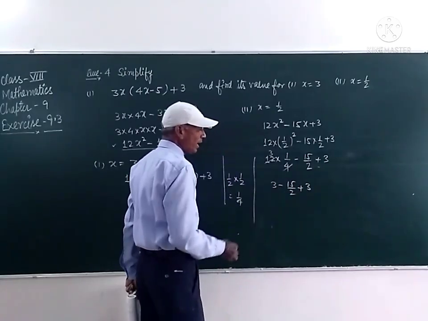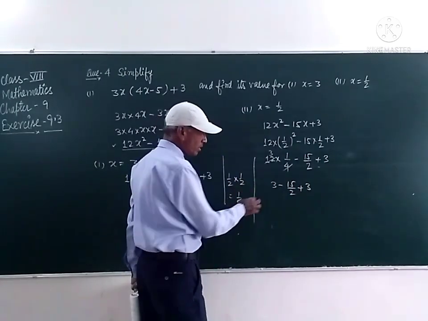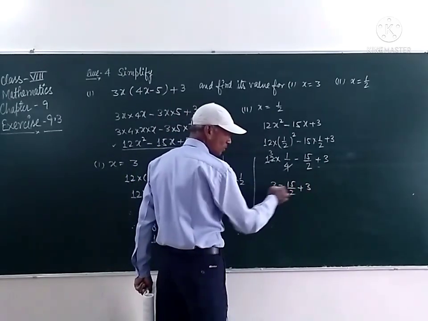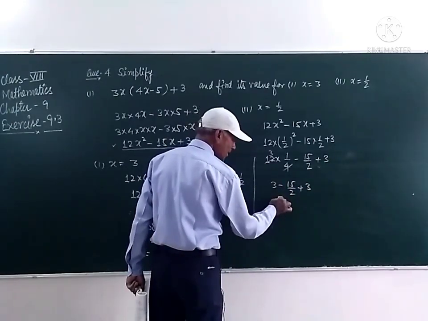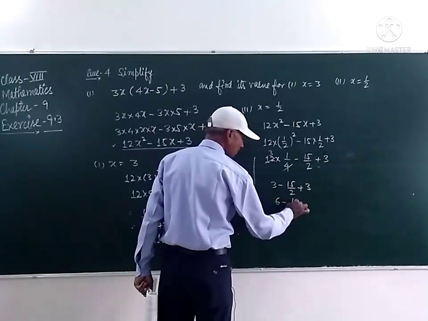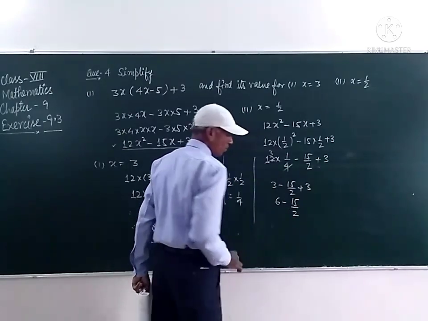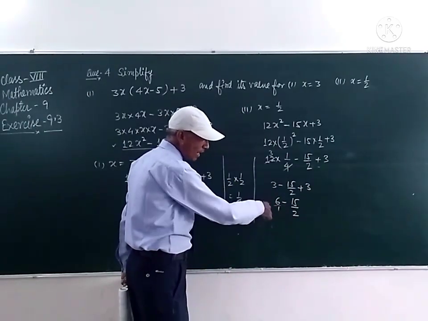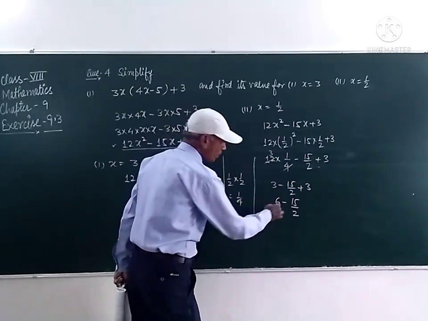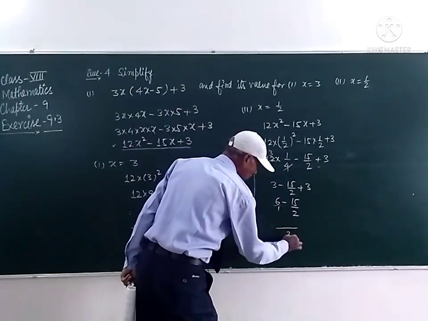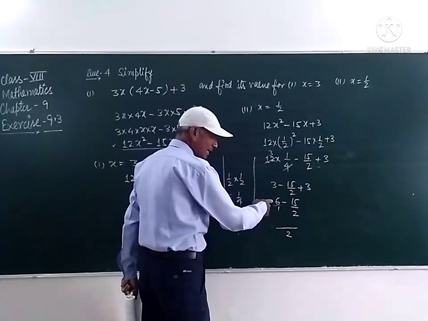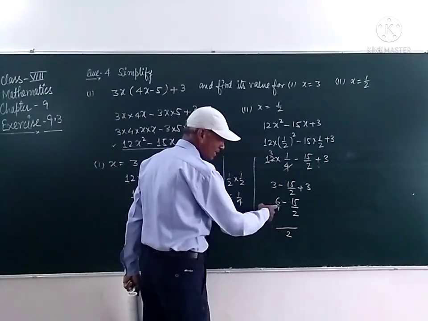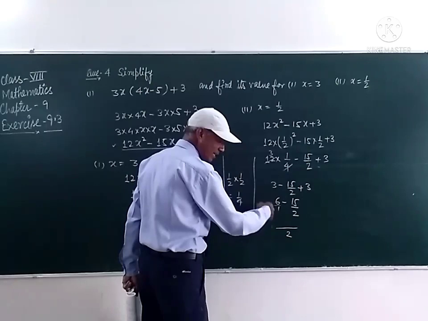Now we have to add the positive numbers, student. So this one positive and this one positive. 3 plus 3, it is 6 minus 15 by 2. So this one 6 by 1, student. So we have to take LCM now. So after taking LCM as 2, in place of 6, 6 twos are 12, because it will be 6 by 1, 12 by 2, that is 6.